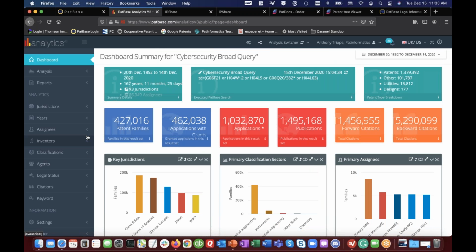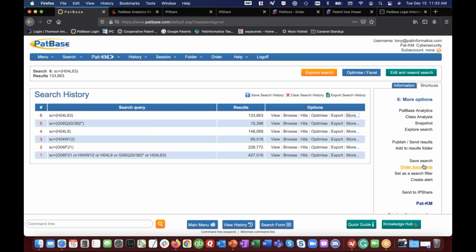All righty, that's enough with analytics. So I'm going to come back here to PatBase. Well, actually, I think what I'll do is jump right on over to IP share. I showed you before that it's straightforward. I can send things to IP share, and you keep in mind as we're talking about all of the different things that information professionals are asked to do.